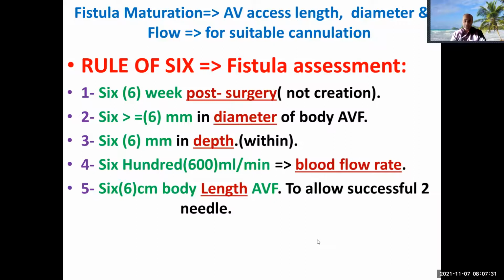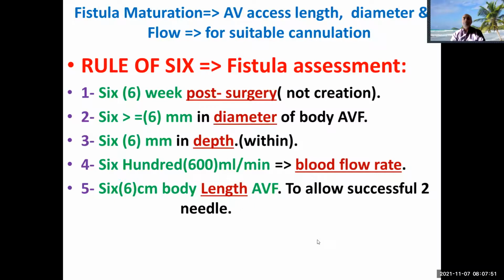Rule of 6 for fistula assessment: just don't forget the rule of 6. 6 weeks post-surgery. Don't say post-creation, because we are not creating anything as human beings; creation is from Allah subhanahu wa ta'ala, not from a human being.